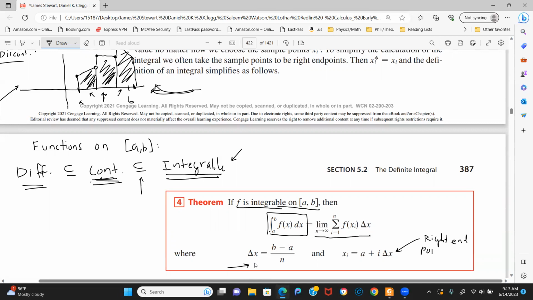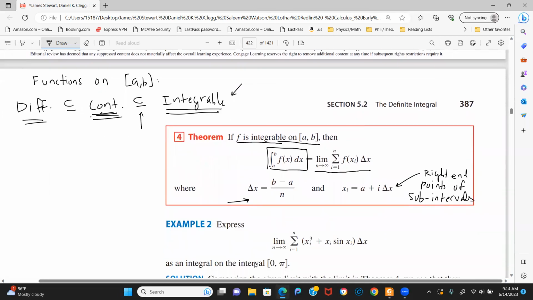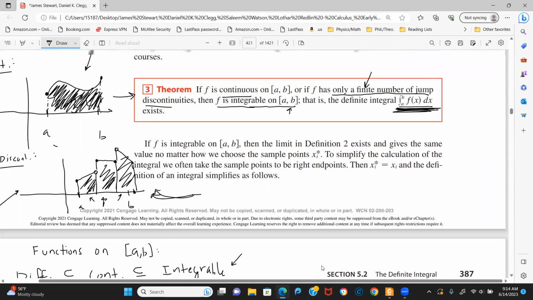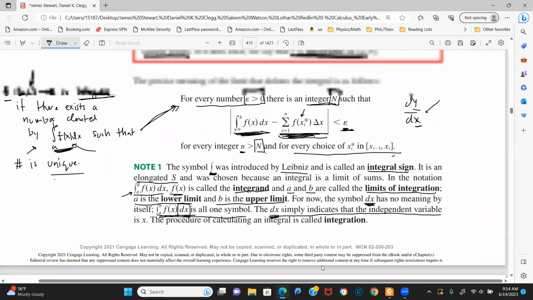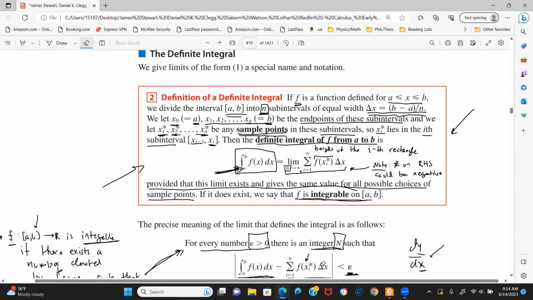Right endpoints of subintervals in the partition. Why that's nice is because if you go back to the definition up here, this definition says that this thing exists.